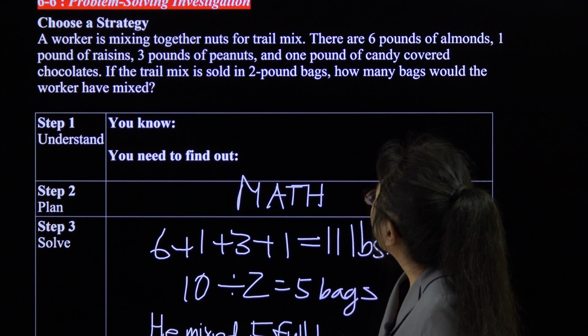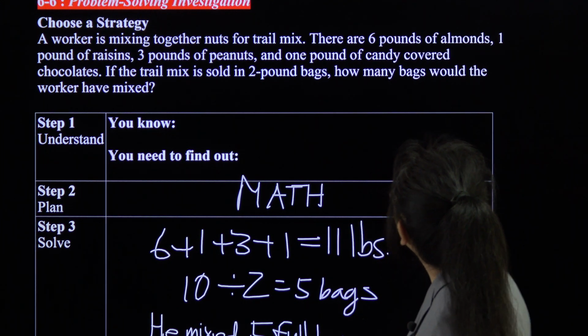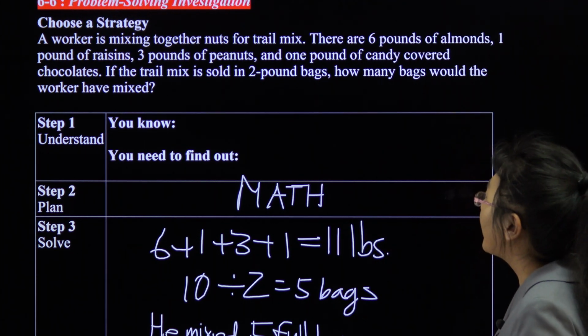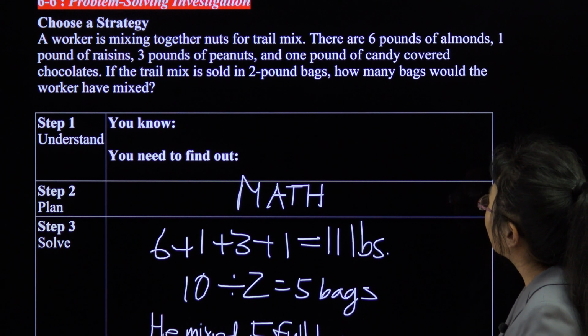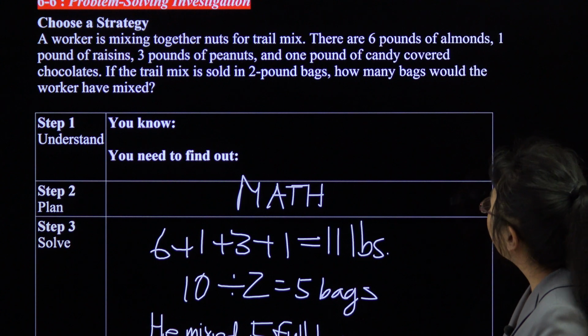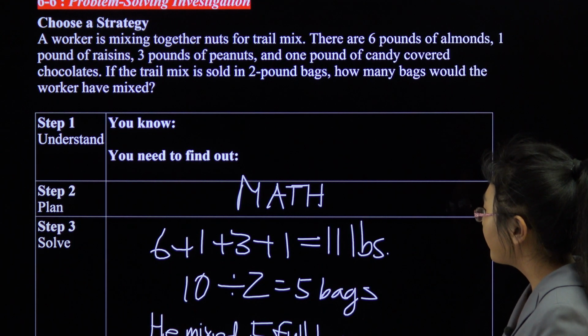A worker is mixing together nuts for trail mix. There are 6 pounds of almonds, 1 pound of raisins, 3 pounds of peanuts, and 1 pound of candy-covered chocolates. If the trail mix is sold in 2-pound bags, how many bags would the worker have mixed?